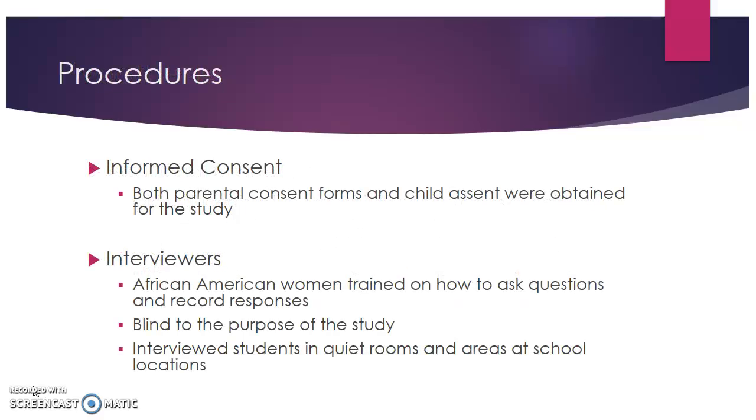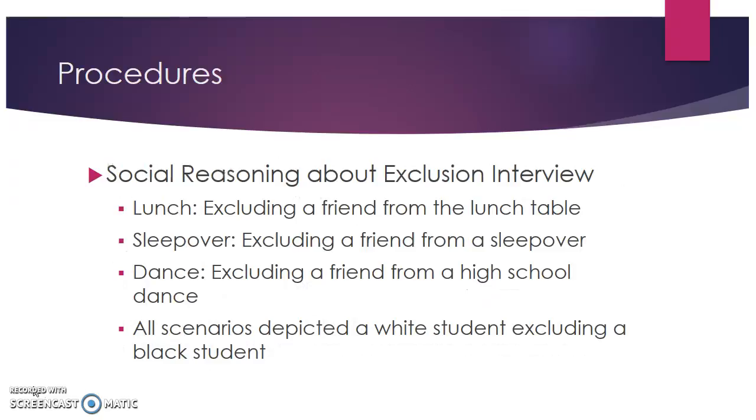Informed consent was obtained from the parents, and child assent was also obtained for the study. African American women were trained to interview students on how to ask questions, present the scenarios, and record the responses. They were also blind as to the purpose of the study, and the studies were conducted in either quiet rooms or quiet areas at the school locations.